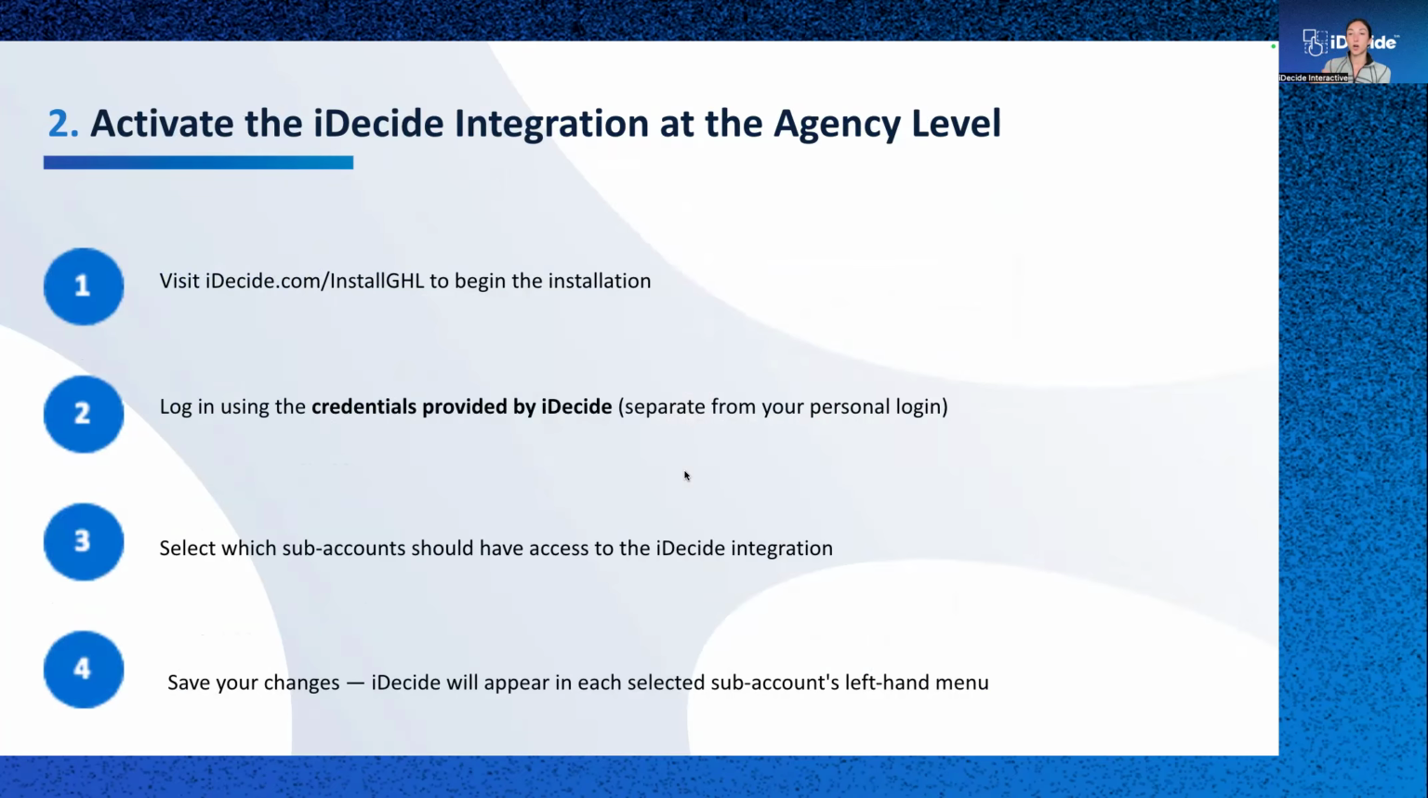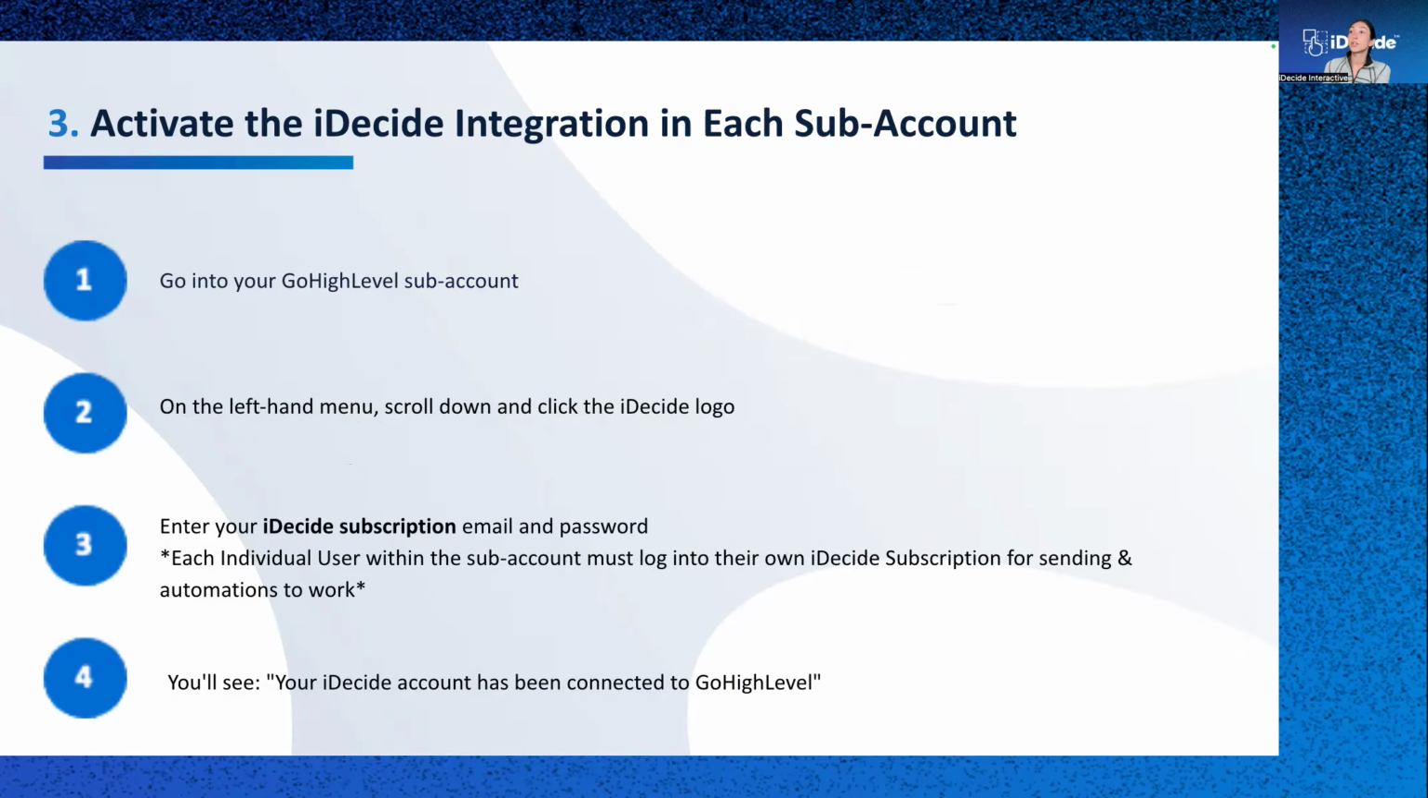Once you confirm that you are the agency owner, or you have permission from your agency owner that you can activate the integration, you're going to visit idecide.com/install GoHighLevel. You have to email us for specific login credentials. Then you'll enter them there and then you select which sub accounts you want to have access to. Then, when you're in the sub account level, you're going to go into your sub account. On the left hand menu, you're going to see the iDecide logo, and then you're going to enter your iDecide subscription email and password. So this is where you actually log into your iDecide subscription.